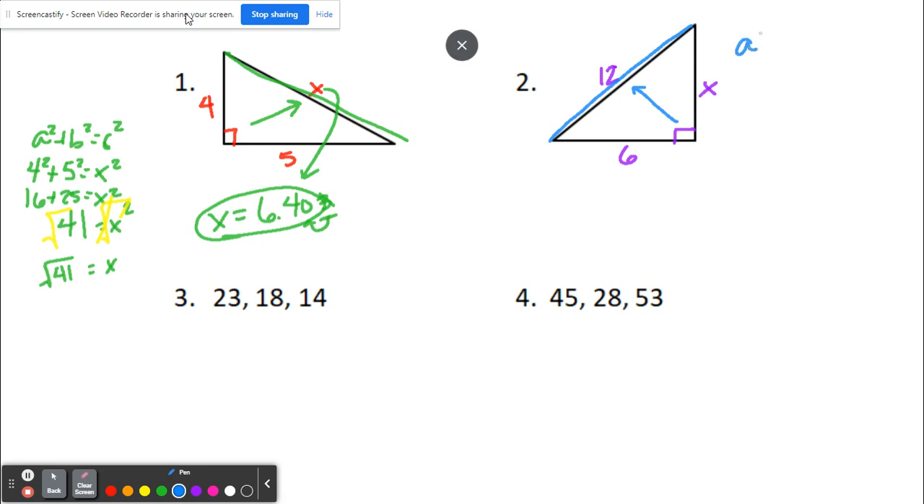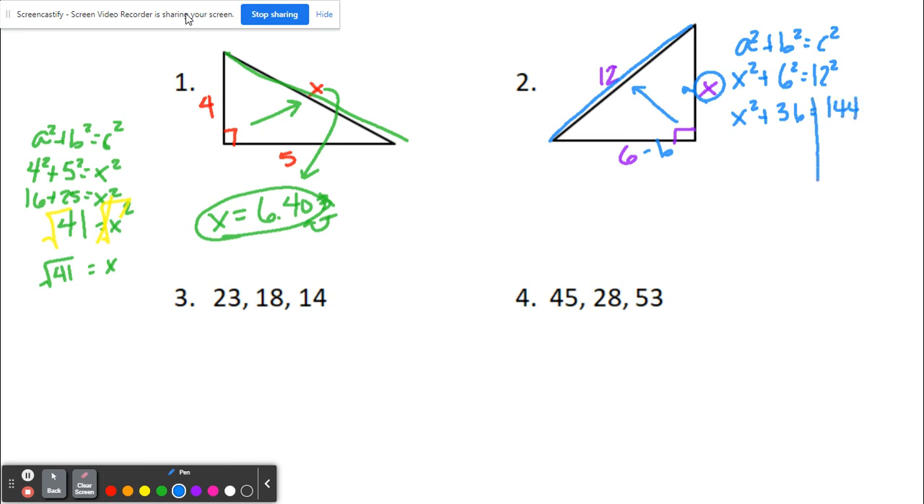So now I've got my formula, a squared plus b squared equals c squared. So I'm going to plug in my numbers. It doesn't matter which one I make a, which one I make b. So I've got x squared, because I don't know what this value is right here, plus 6 squared equals 12 squared. So x squared plus 36 equals 144. And then this looks like an equation that I would solve.